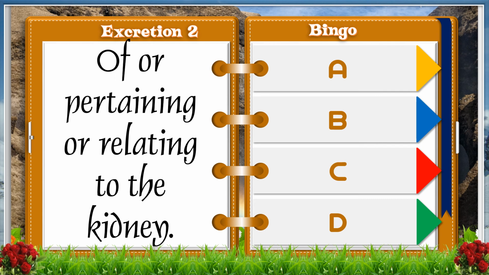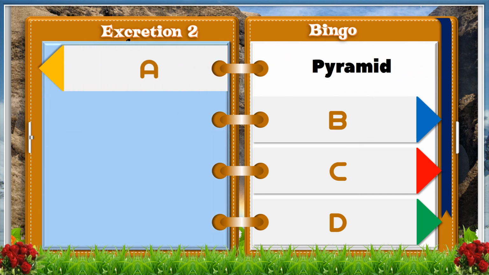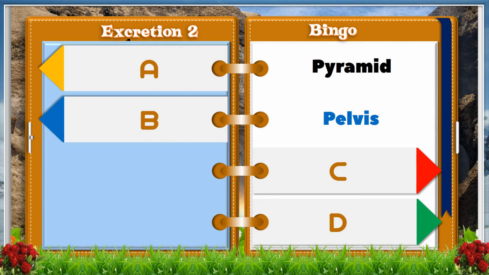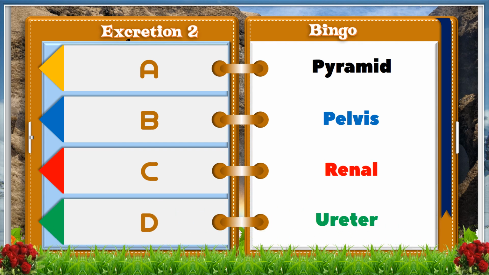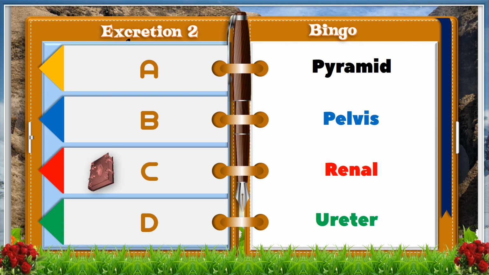Of or pertaining or relating to the kidney. A. Pyramid. B. Pelvis. C. Renal. D. Ureter. And the answer is C. Renal.